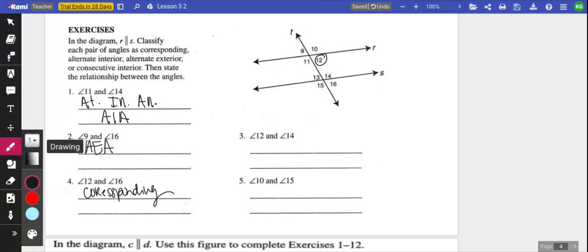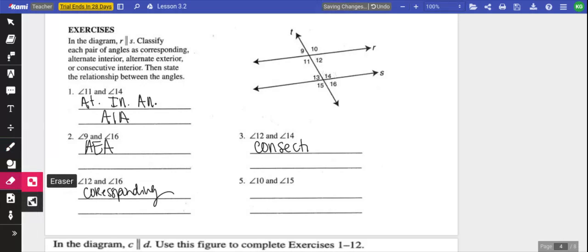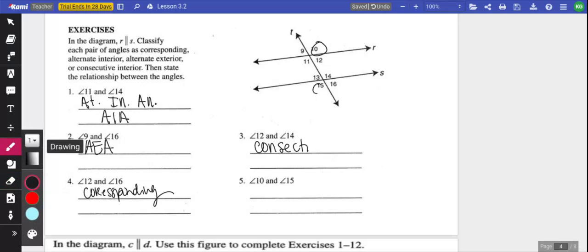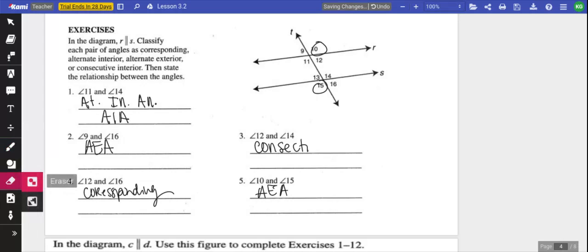Next, we have 12 and 14, which are on the same side of T, and they are both on the inside, so they are next to each other, so we call those consecutive. And the last one, 10 and 15, are on opposite sides of the line, so they are alternate. They are outside of the parallel lines, and so they are alternate exterior angles.